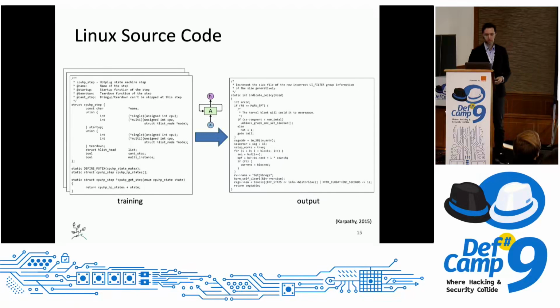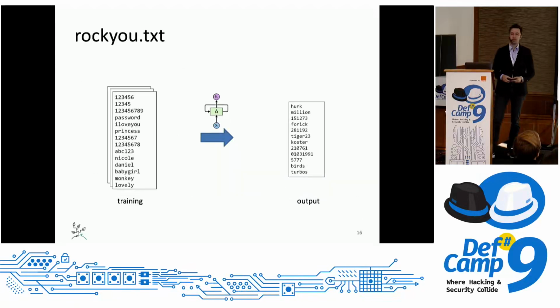because it's character-based. But you could also feed it with a password list, like rockyou.txt, and generate new password lists, which are like the rockyou.txt password list, but not the same. So there are actually new entries in there. You have typical date structures, you have words, you have these integers at the end that you see very often, and so on.